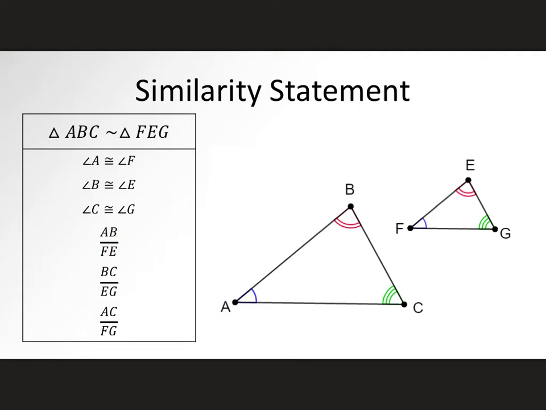AB over FE means that this side is proportional to FE. BC over EG means that BC, this is the shortest side of this triangle, and it matches up with the shortest side in this triangle. And then AC over FG, AC is the longest side of this triangle and matches up with the longest side of this triangle. It is important to understand that all of these statements down here can be made by just looking at the similarity statement here.